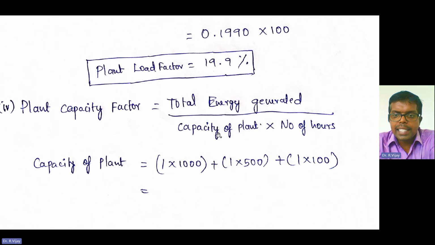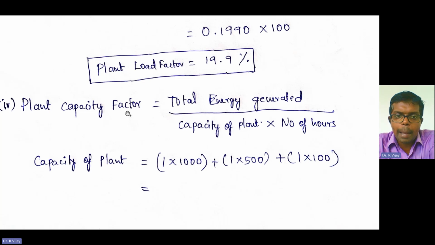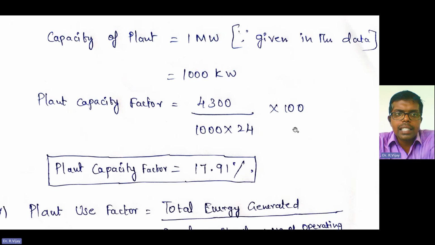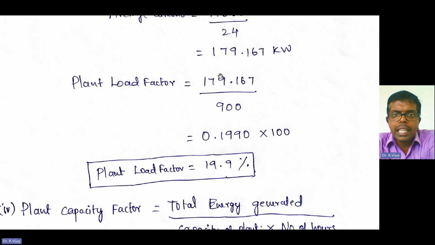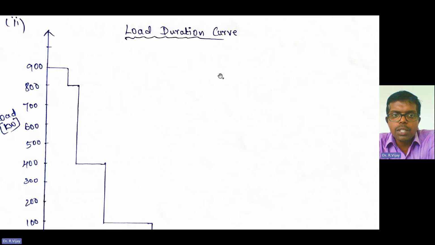Next, you need to calculate the plant capacity factor. How to calculate the plant capacity factor? Plant capacity factor is equal to total energy generated divided by capacity of the plant into number of hours. Total energy generated we already calculated. Capacity of the plant: that is 1 megawatt, given in the problem.